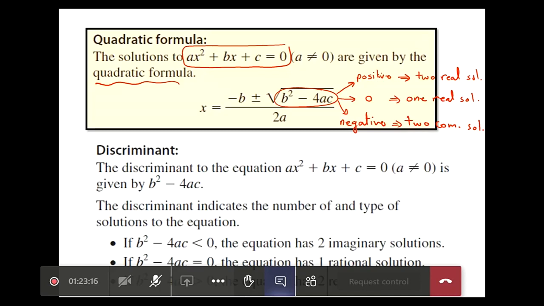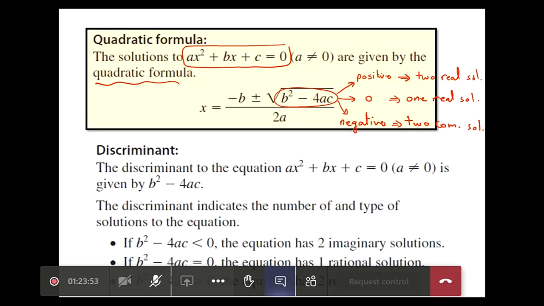So the discriminant inside the radical has only three cases. The first case positive, so we have two real solutions. Sometimes this is equal 0, so we have one real solution. If the discriminant is negative, so we have two complex solutions. Complex solution means the solution a plus bi. For example, the i appears in the solution.